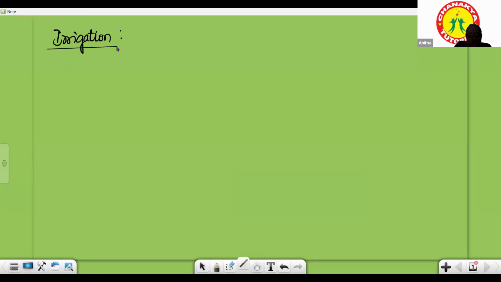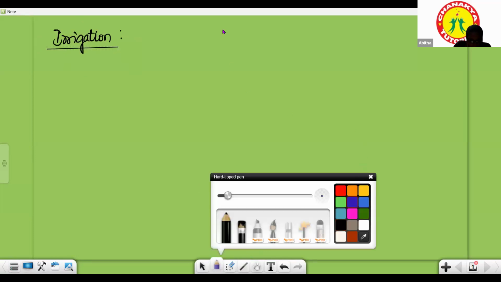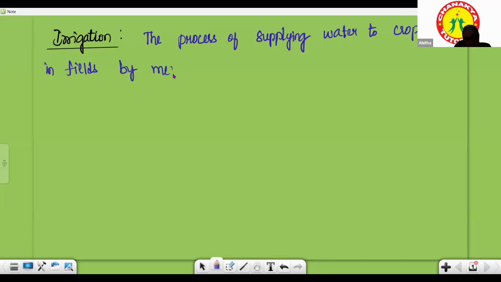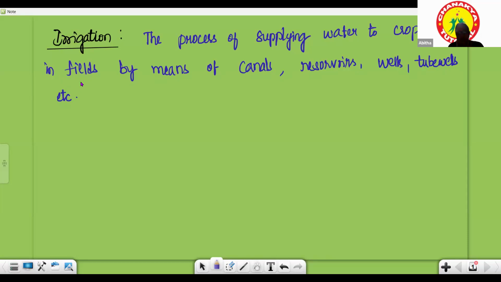Irrigation is the process of supplying water to crop plants in fields by means of canals, reservoirs, wells, tube wells, etc. Okay, this is called irrigation.